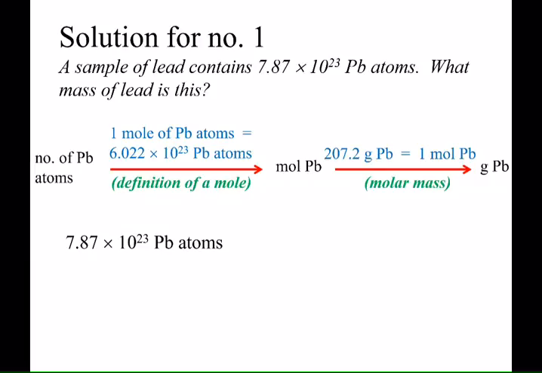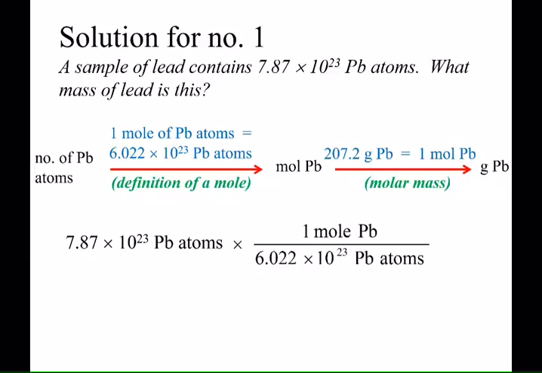Put that over 1. Now what does the next term look like? I want atoms to cancel, and I'll be left with moles. So it looks like this: 1 mole over 6.022 times 10 to the 23rd atoms. Atoms will cancel, and we're left with moles.